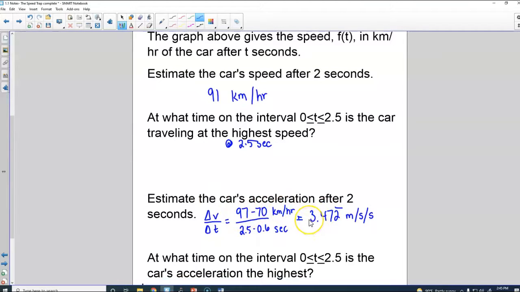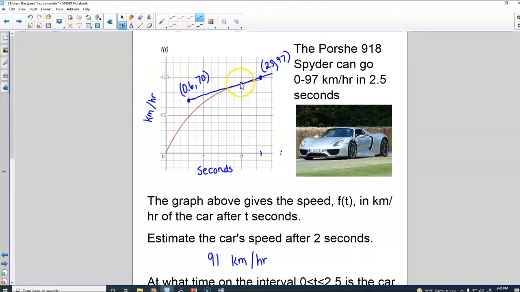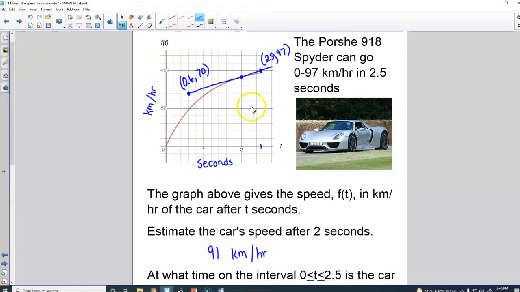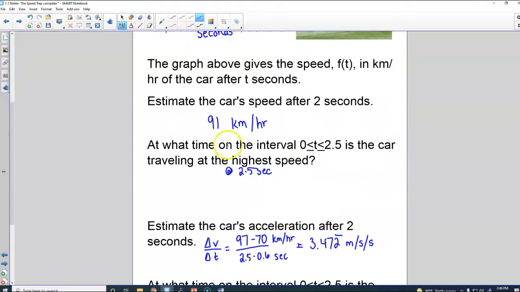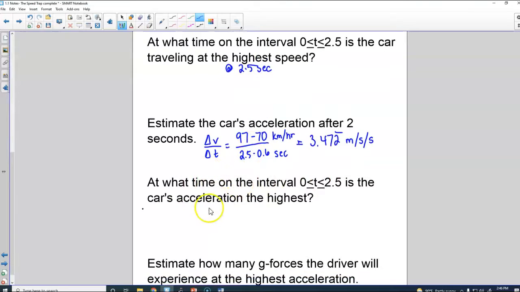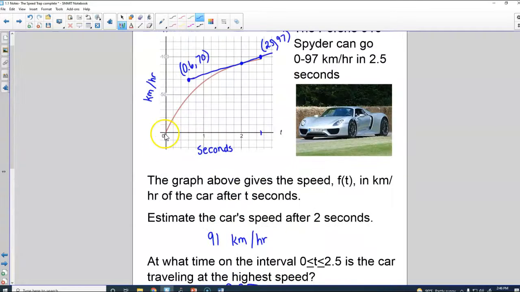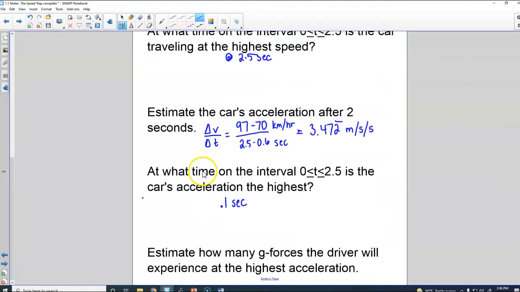9.81 is the acceleration due to gravity. So at this point, the car doesn't have a lot of g-forces on you throwing you back into the seat, right? Because that's not the case. Over here, if we figured that out, it'd be much steeper. And so we want to know when the acceleration is the highest. What would you guys say for the acceleration being the highest? 0.1, right after takeoff here, is when you're the steepest.